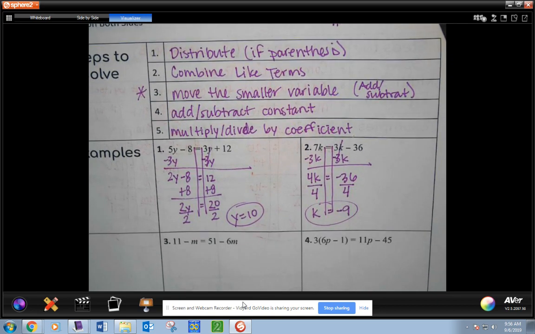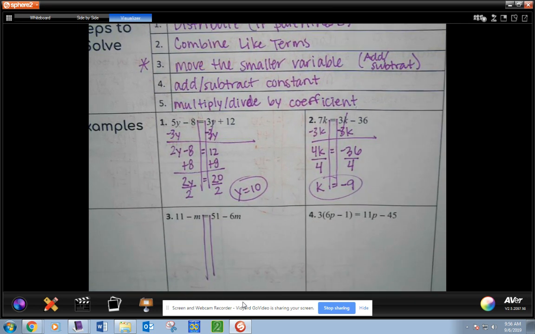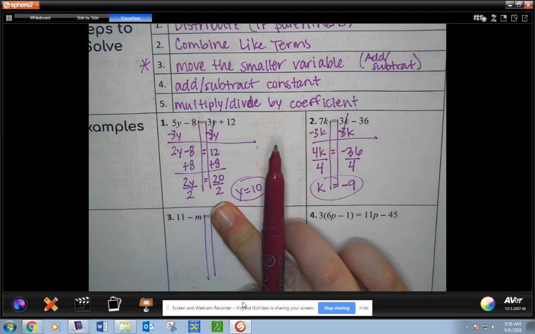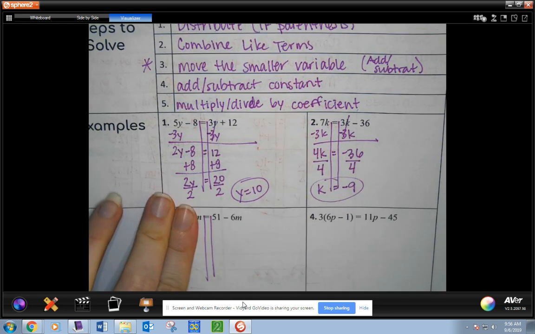Okay, so for 3, I have 11 minus m equals 51 minus 6m. First thing I'm going to do is check for distribute. I have no parentheses, so I'm not distributing. Look on the left side to combine. Those 2 things won't go together. So look on the right side to combine. Those 2 things won't go together.